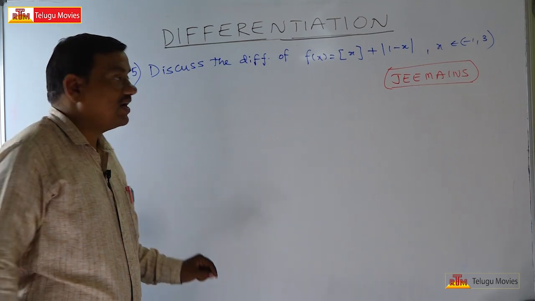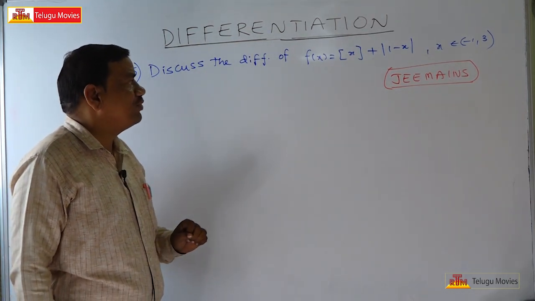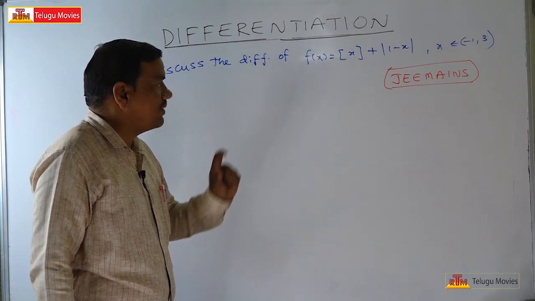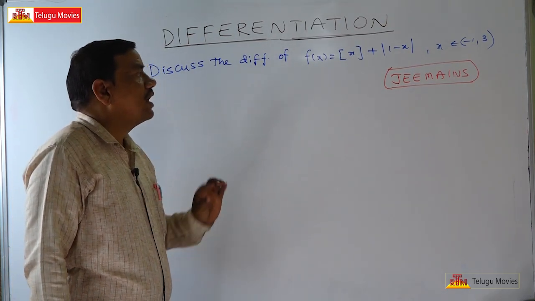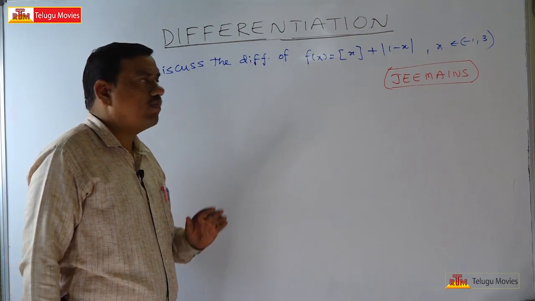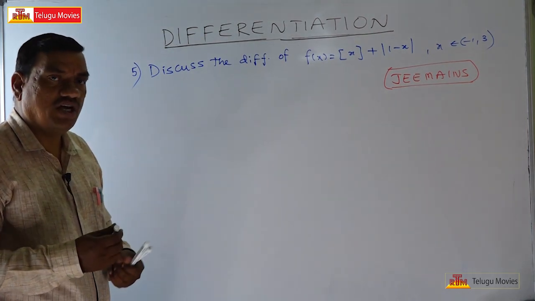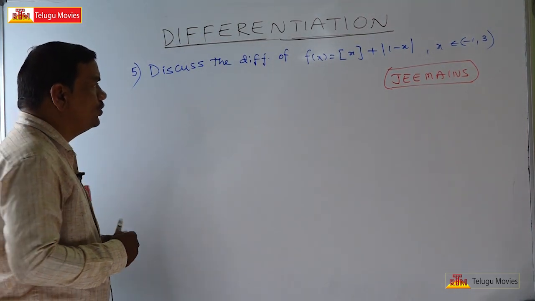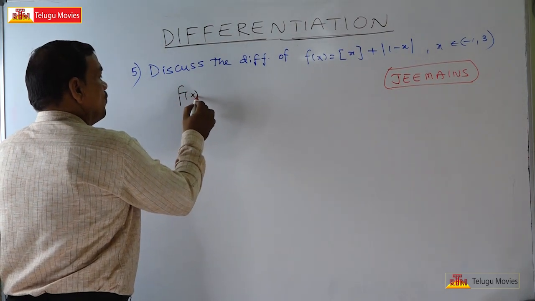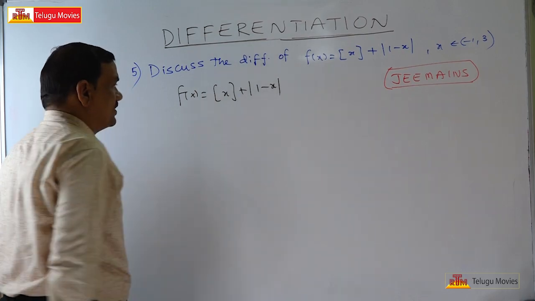Dear students, welcome to this problem. He is asking one question: discuss the differentiability of f(x) = [x] + |1 - x|, where x belongs to (-1, 3). So here it is a function that is a sum of two different functions. One is a step function, another is a modulus function.